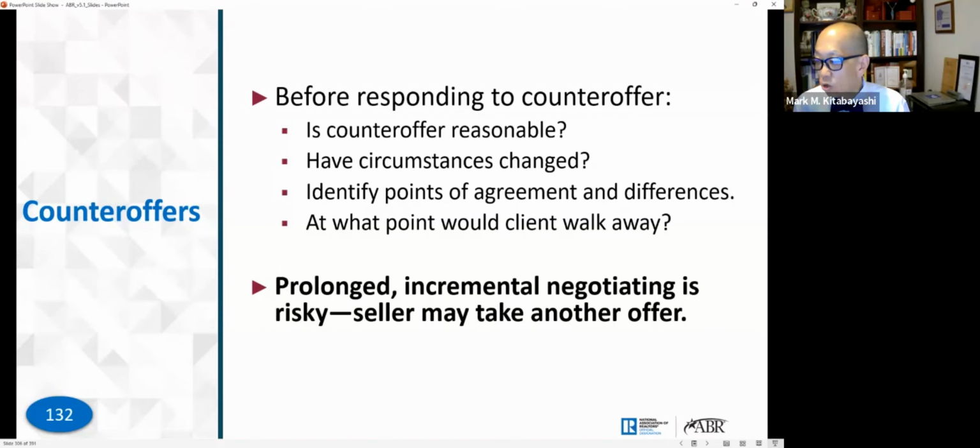Prolonged negotiation is risky. The seller may take another offer. Most of the time during a seller's market, you don't have a chance to do a counter offer because it's a multiple offer situation.